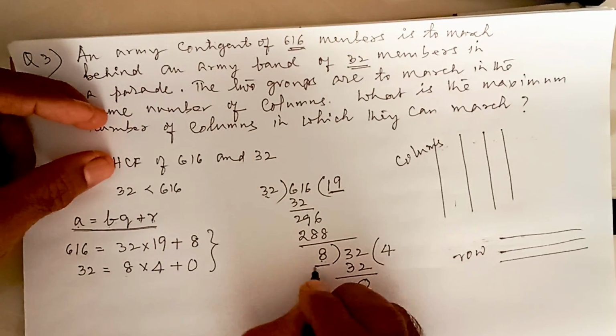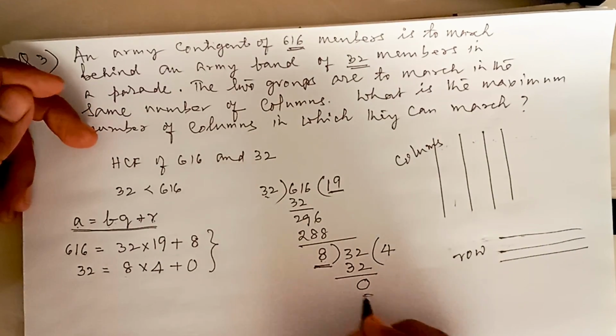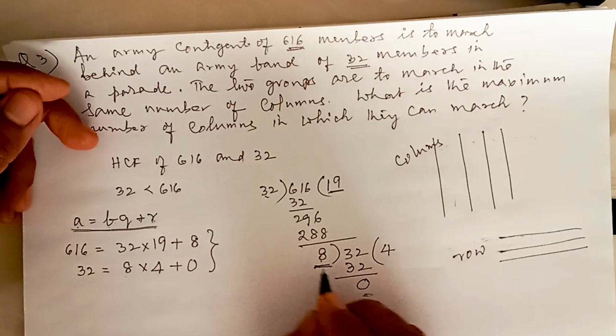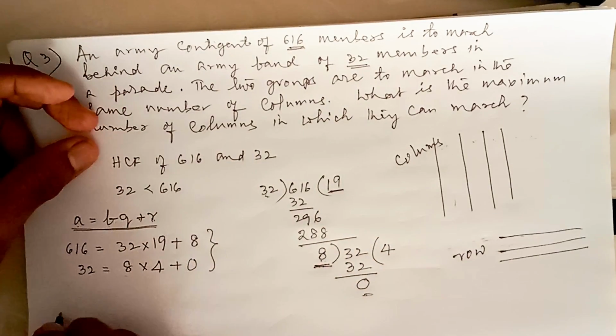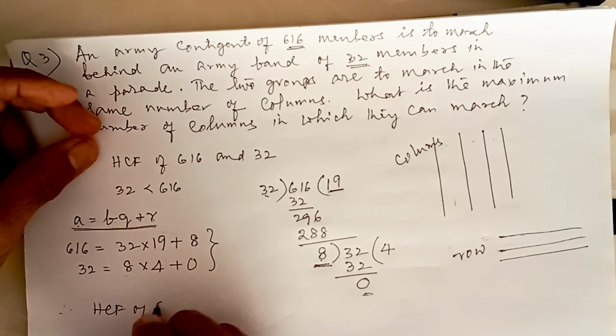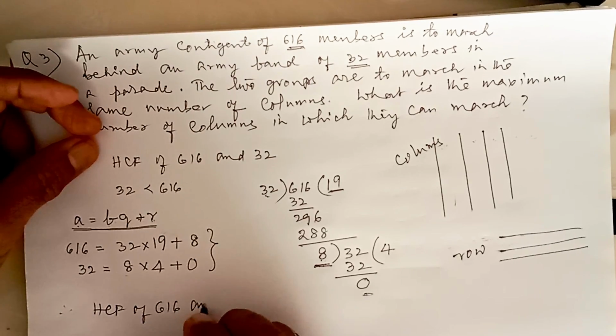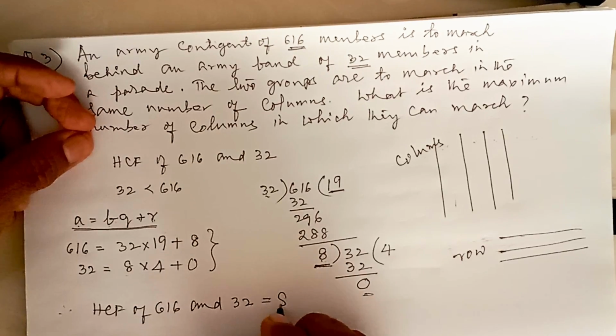And the HCF is, as I said, whichever is the divisor in the last step where you get 0 as a remainder, that divisor is the HCF of those two numbers. Therefore, the HCF of 616 and 32 is equal to 8.